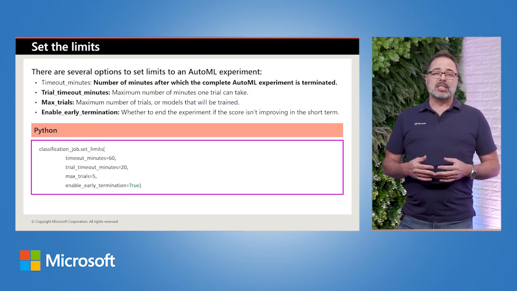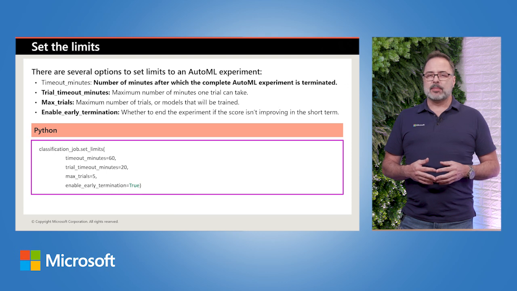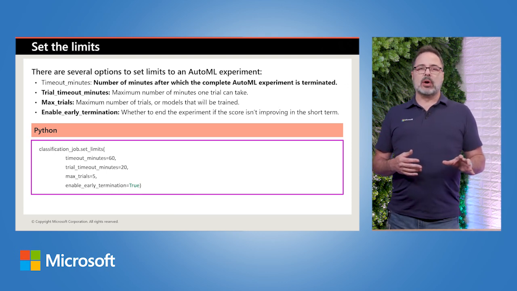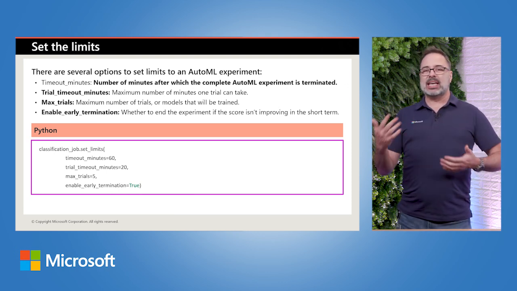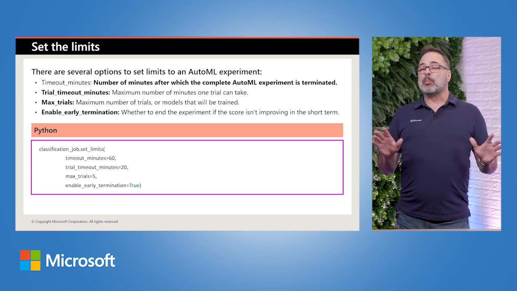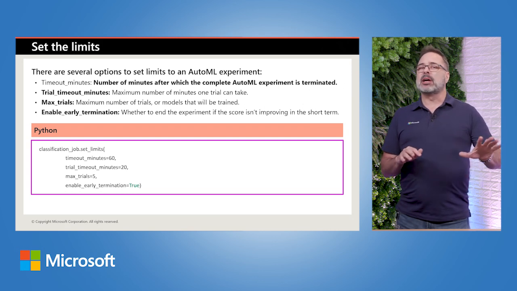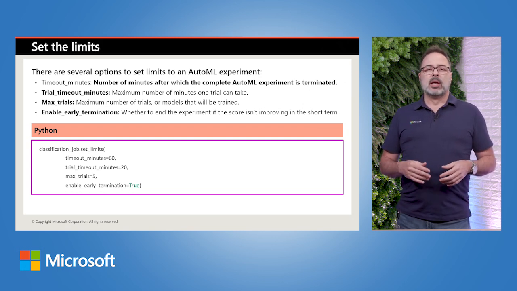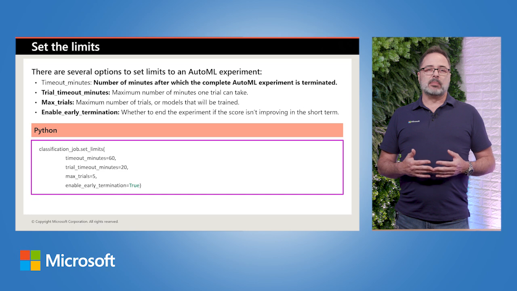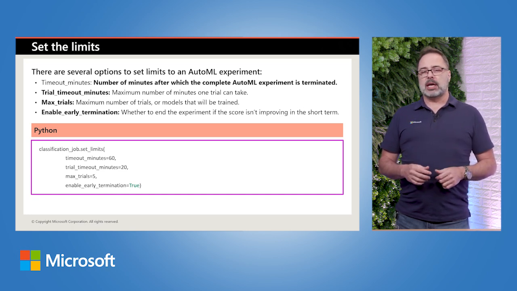We can also set the limits for an AutoML experiment. This can help us to avoid wasting money on compute calculating models that likely won't produce better results. We're simply trying to help control our costs. In order to do this, we simply set some limits, which you can see an example of in the slide here using the Python SDK.